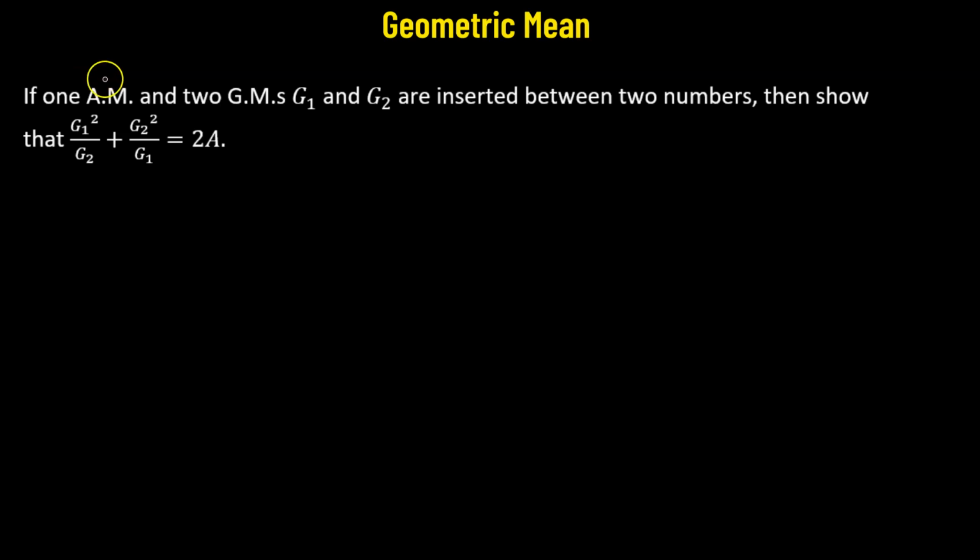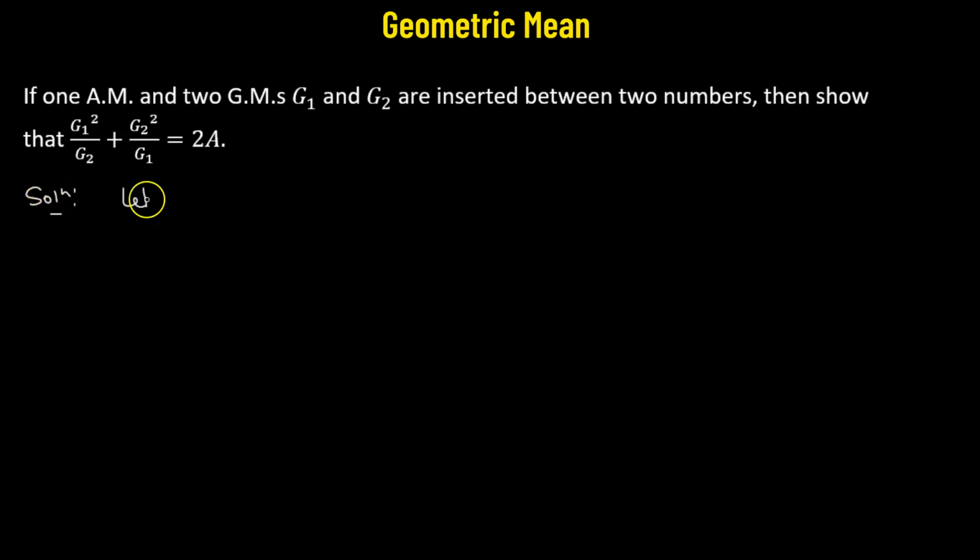So in this problem, we have an arithmetic mean inserted between two numbers, and also two geometric means represented by g1 and g2 that are inserted between those two numbers. So we need to show that the following expression is true. So let's begin. So we will first have to specify the numbers.